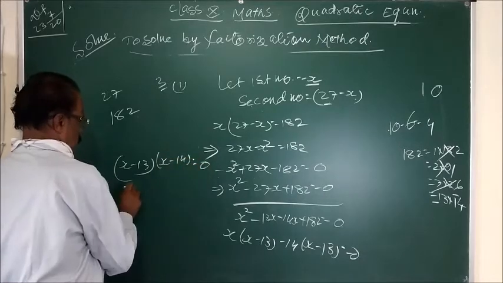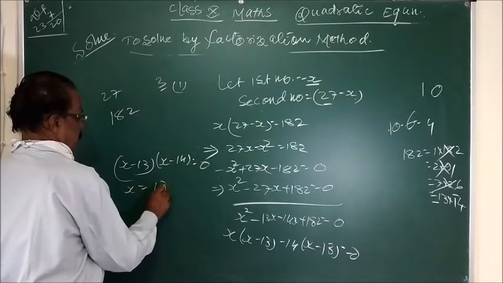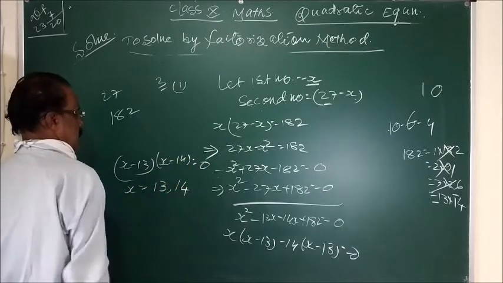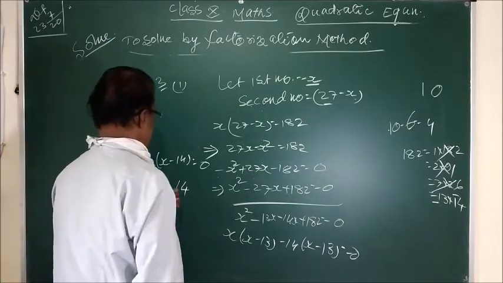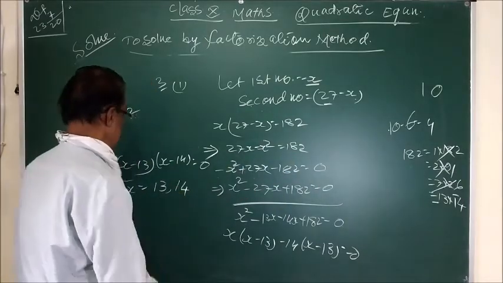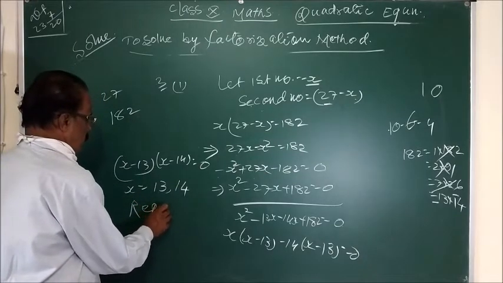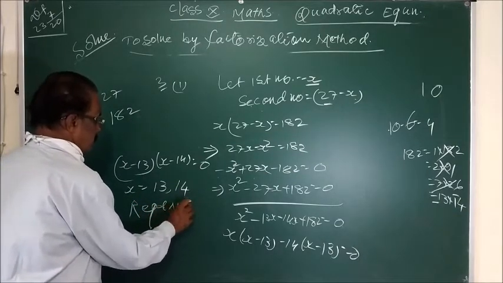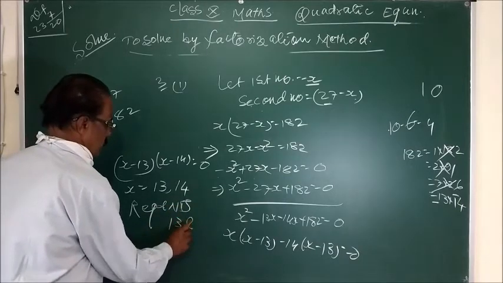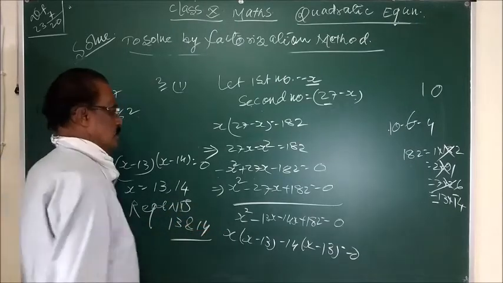And so x is equal to 13 or 14. If first number is 13, second number will be 14. So these are the required numbers. Required numbers are 13 and 14. This is the solution of the word problem.